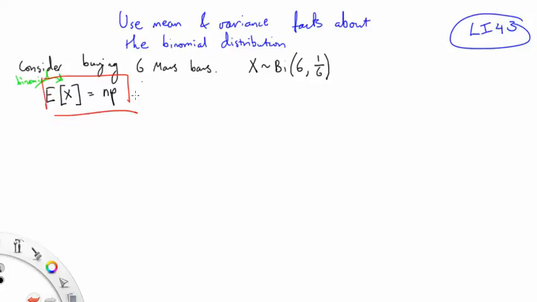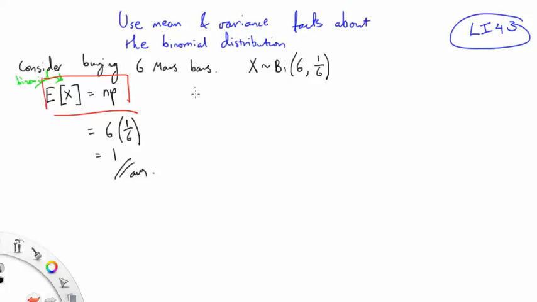How do we use that formula? Let's sub in the number of trials, 6, times the probability of winning, 1/6. 6 times 1/6 is 1. That makes complete sense, of course. Consider buying 6 Mars bars. If 1 in 6 wins free, then on average you expect to win 1. So if you run this experiment a lot, the most likely outcome is that you win 1 Mars bar. You just times the number of trials by the probability of success.